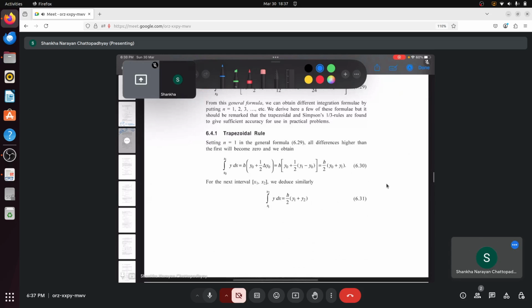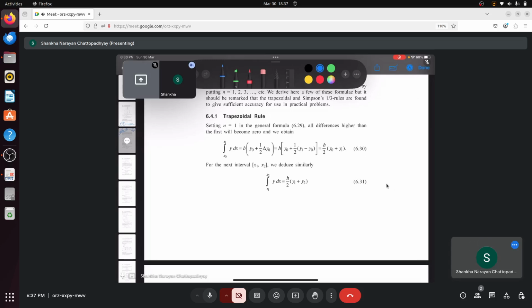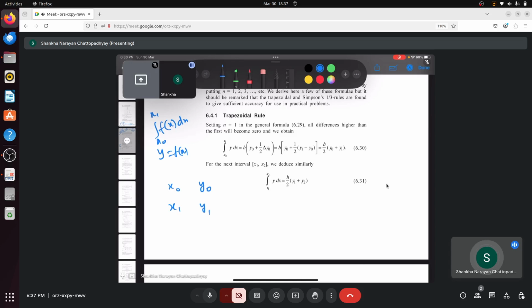So what happens in the trapezoidal method? Your y, for example, you have only 2 points, x0 and x1. Okay, this is x0 and x1. So consequently you have a functional form y equal to f(x), because your ultimate aim is to integrate f(x) dx from x0 to x1. So this will give you y0, y1.